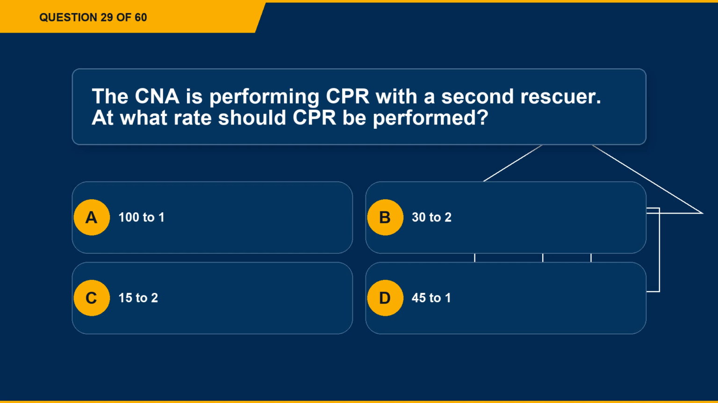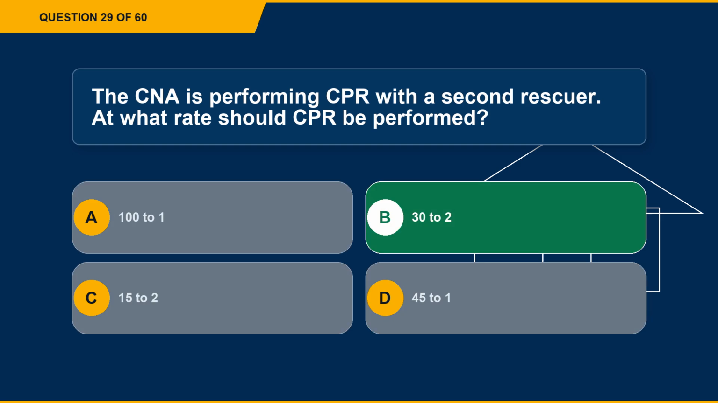Question 29. The CNA is performing CPR with a second rescuer. At what rate should CPR be performed? Option A, 100 to 1. Option B, 30 to 2. Option C, 15 to 2. Option D, 45 to 1. The correct answer is option B, 30 to 2.